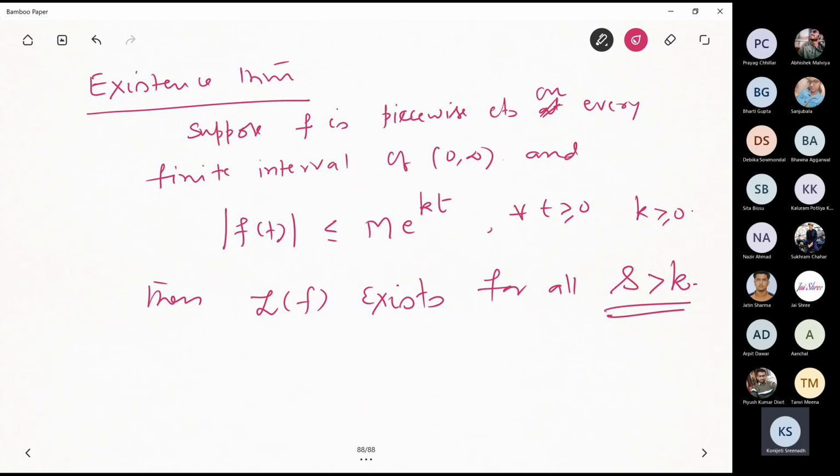So what are the functions which don't satisfy this? Functions like exponential of t square, exponential of t cube. These don't satisfy this, because this is only of exponential growth. It cannot be of exponential of t square kind.